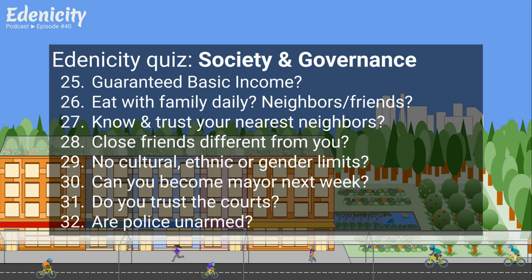Did that one surprise you? Recall from episode 18 that the governance structure of Edenicity is very fluid and allows people with very good ideas to be promoted very quickly to advocate for those specific ideas. So the good news is that, yes, you could potentially become mayor next week. The bad news is the week after, you would probably be out. 31. Do you trust the courts? 32. Are police in your neighborhood unarmed?